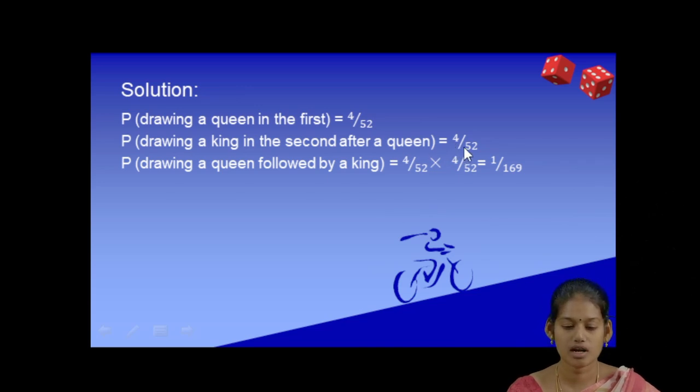So the probability of drawing a queen followed by a king card is the product of the probabilities of both the events: 4 by 52 into 4 by 52. So we get 1 by 169.